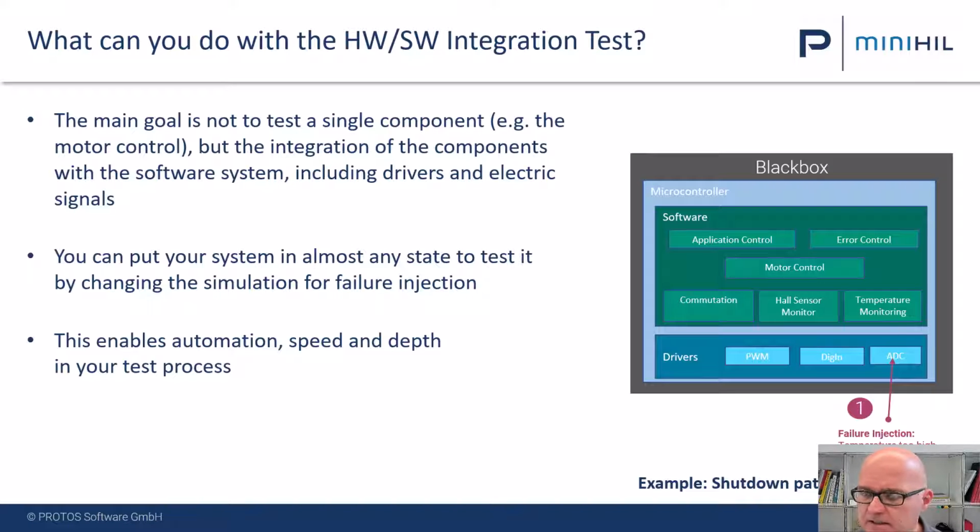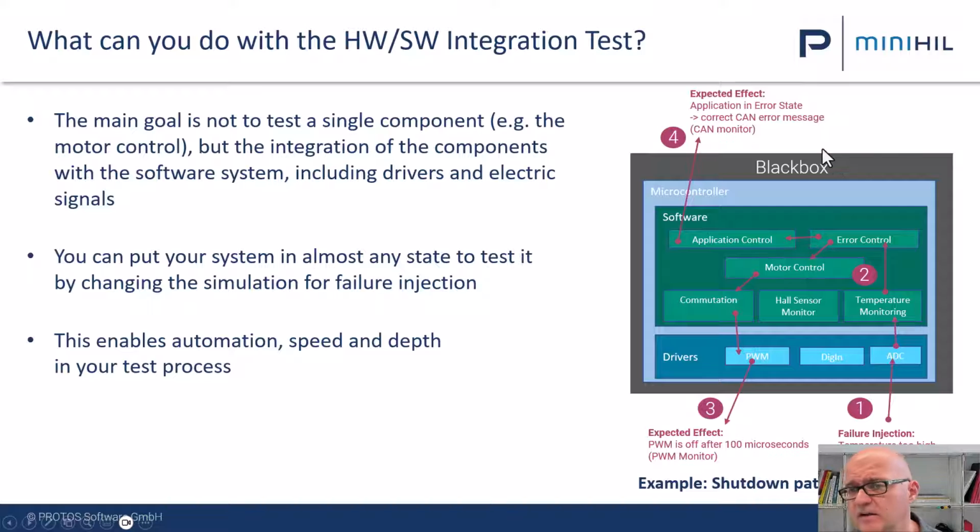Then the signals or the events cascade through your system. Because it's a black box test, I'm not interested in that. But what I'm interested in is I want to know whether after 100 microseconds, for example, the PWM is off, because it's a safety critical function. That's something I expect. And the other thing I expect in this case is a correct CAN error message. So I want the system to know that it actually failed, and to propagate this to other systems.